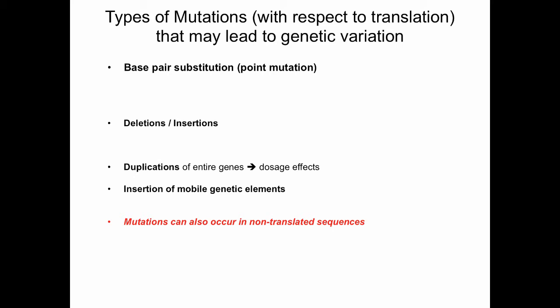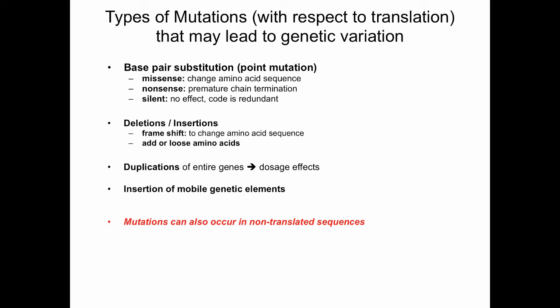Now, types of mutations with respect to translation or protein synthesis that might lead to genetic variation. We can talk about base pair substitutions or point mutations. These can be missense mutations, where there's a change in amino acid sequence. There can be nonsense mutations, where there's premature chain termination, or there may be silent mutations, where you see no effect because of the mutation, perhaps because the genetic code is redundant. We can talk about deletions and insertions that can lead to frame shift, where there may be a change of amino acid sequence, or you may add or lose an amino acid.